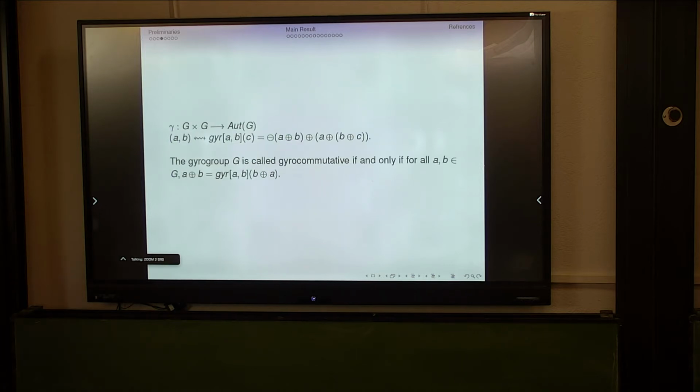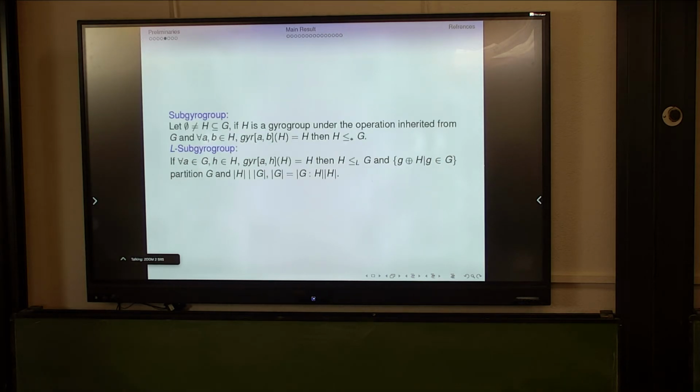Here there is a function gyr that carries every pair a, b to gyr[a,b] of c, which is equal to this. And we call a gyrogroup G gyrocommutative if and only if for every a and b inside G, a ⊕ b equals gyr[a,b] of b ⊕ a.